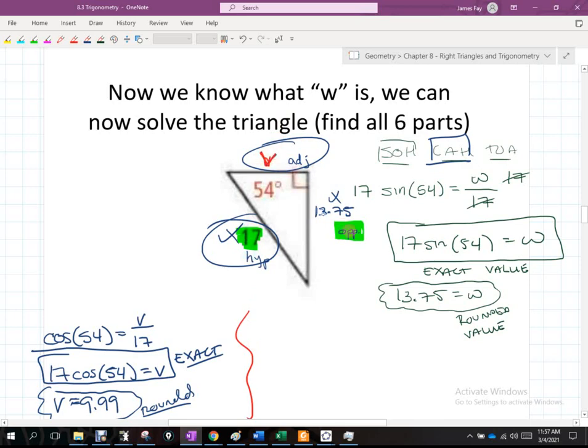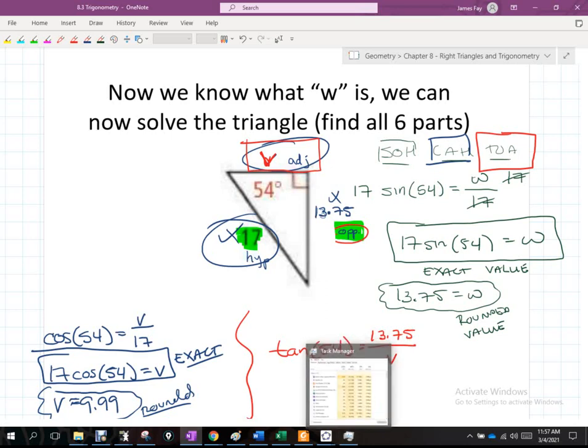I'll find V again, but let's use this side here. So I'm going to use the tangent one. I'm going to use the adjacent and the opposite side, and this is the one that uses that, right? So now I'm going to go tangent of 54 is equal to opposite over adjacent. Is that okay? Now this algebra here is a little bit different, still cross multiplying or multiply by that denominator. Previously, we were always multiplying by a number, right? We multiplied by 17 both times. Don't let it confuse you.